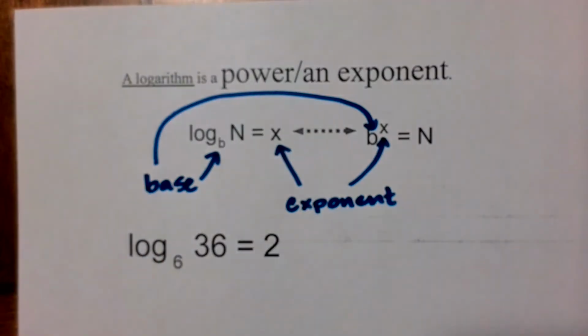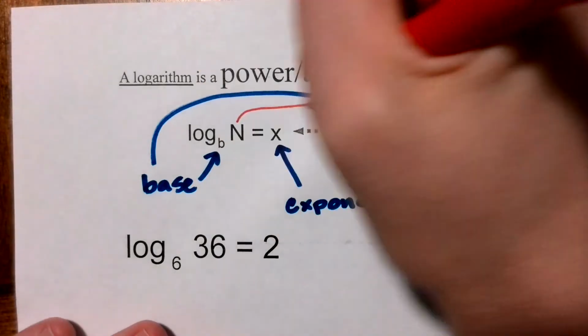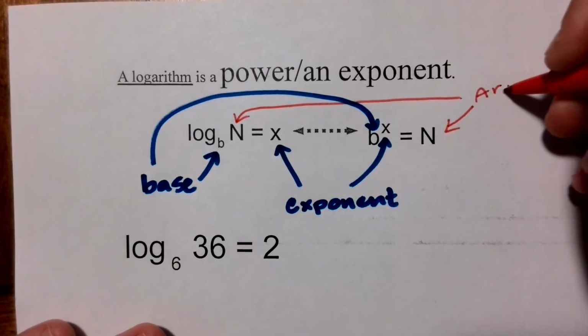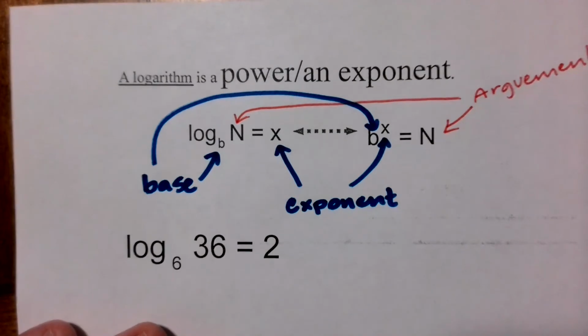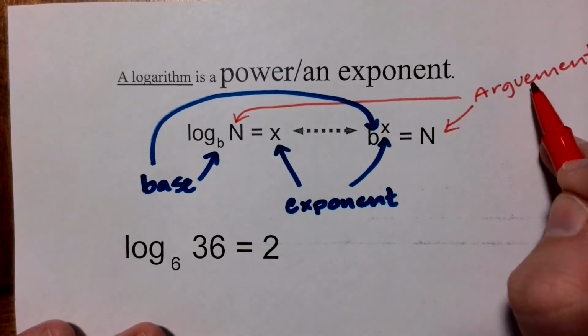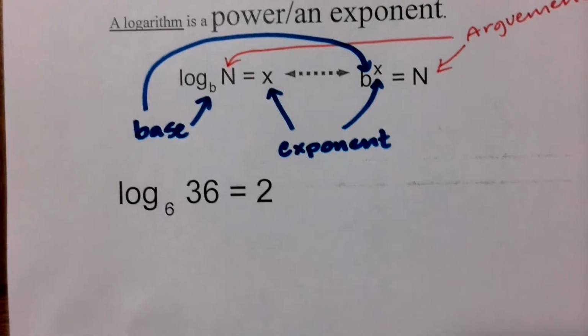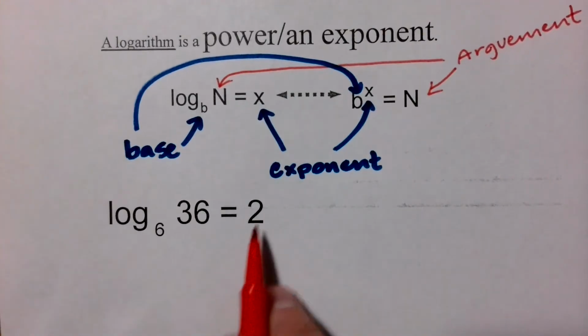So the base of the log or the base of the exponent. And then the last part of this is less used, but the n here is called an argument. Argument. And every time I write that, I debate with myself whether that e is there or not. Couldn't tell you.